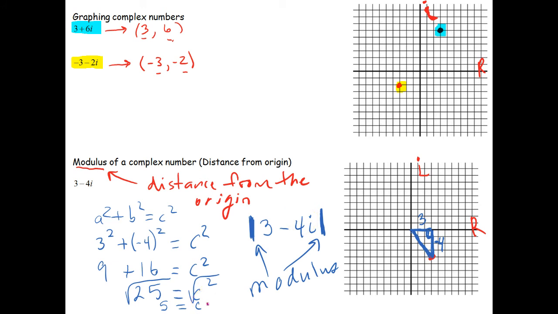So now here, the length of my complex number from the origin, or the distance from the origin, will be 5. So there is how to graph complex numbers and also how to find a modulus of any complex number.